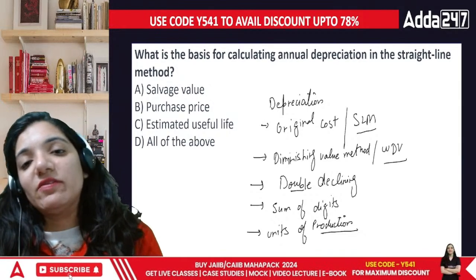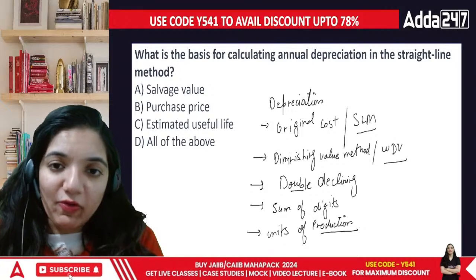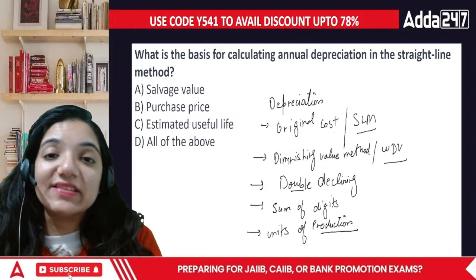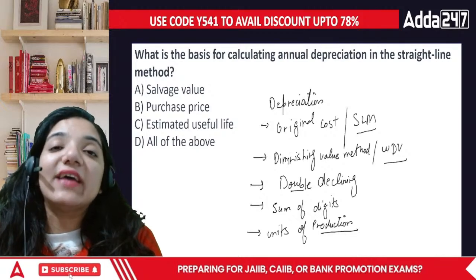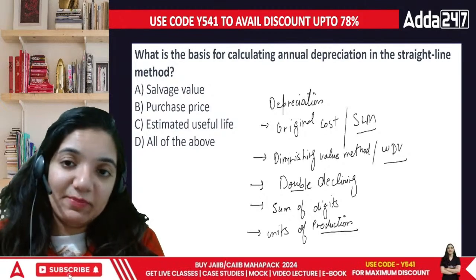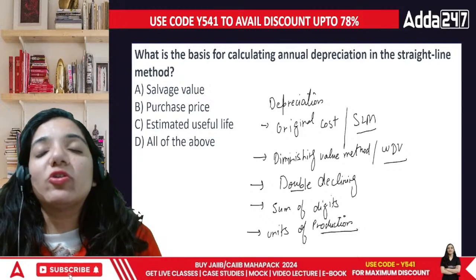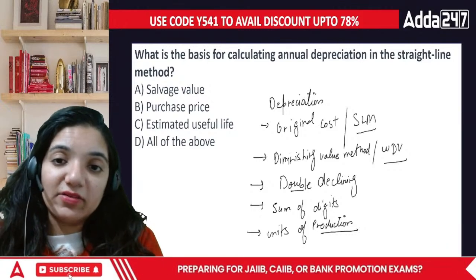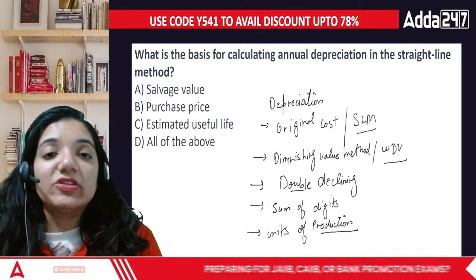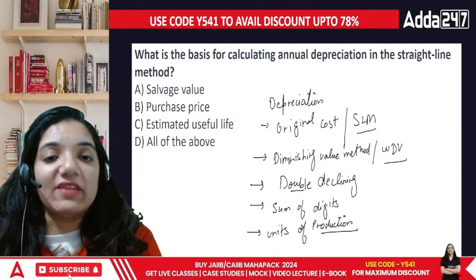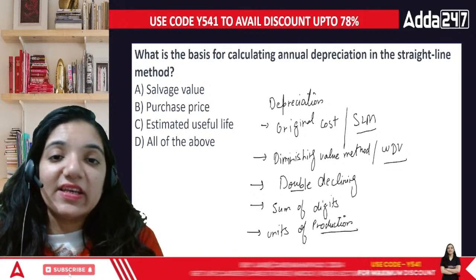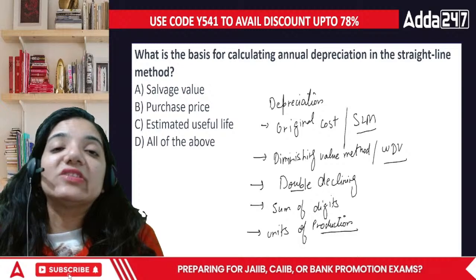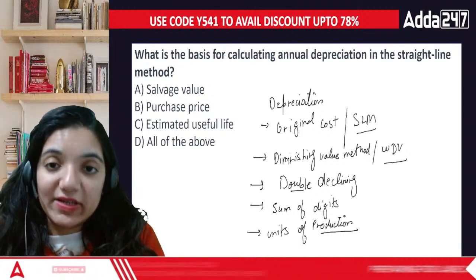Okay, so I've given you the entire brief information of all the particular operations. Now tell me everyone, what is the basis of calculating the annual depreciation in the SLM method? SLM method is also called original cost method. It is also called fixed installment method. So that's the third name, right? So what is it based upon? Salvage value, purchase price, estimated useful life, or all of the above? What is the basis for calculating annual depreciation?